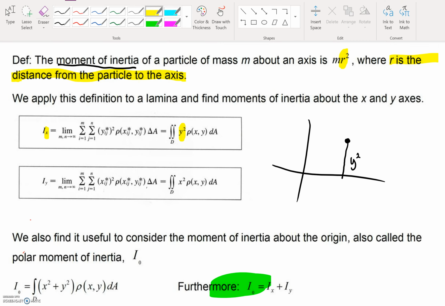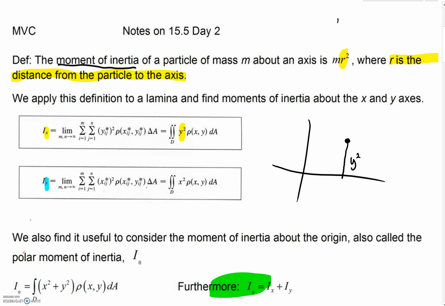Likewise, if you were to work with the distance from the y-axis, you could see very quickly that that distance would be its x-coordinate, and I'd like to square that distance because we're going to need m times r squared. Again, rho times dA in that integral gets you your mass, but when we throw in the square of the distance, that's going to be x squared. That's something super important for you to see definition-wise.